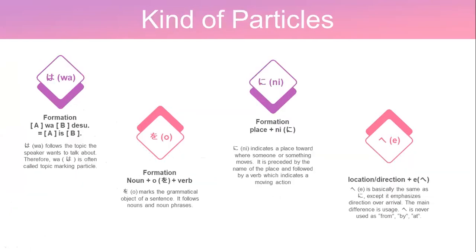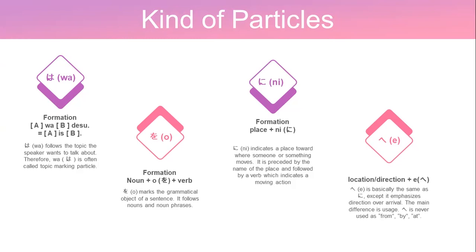So in Japanese, we have particles. Particles are like prepositions in English, but here there are many kinds of particles. In this presentation, I only describe the 4 main or most common particles in Japanese. The first is wa. The grammar formation is A wa B desu, or A is B. Wa follows the topic the speaker wants to talk about. Therefore, wa is often called the topic marking particle.